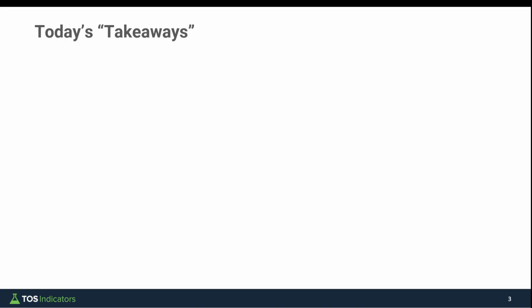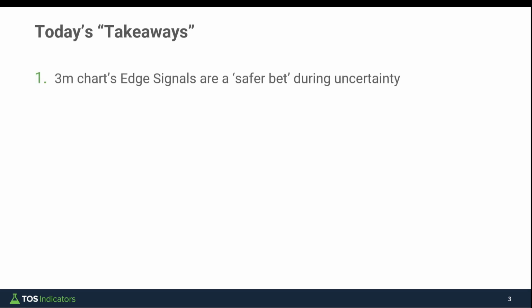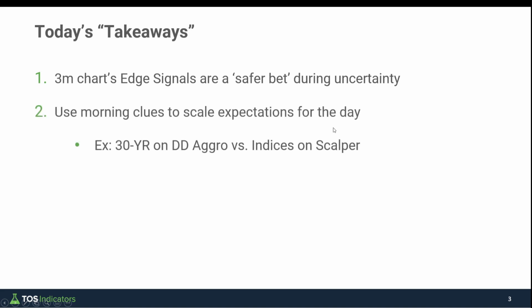The first takeaway that I have is that the 3-minute edge signal might be a safer bet during periods of uncertainty, which it looks like we may have for the foreseeable future here. So that 3-minute signal, whenever at least we have some of these clues, might be a better means of trying to capture these reversals. The second takeaway that I have is the morning clues will allow us to also scale our expectations for the day. And this is the example we talked about with the 30-year bond on that doomsday aggressive model compared to the indices which were on the scalper, and the 2 different ways you could adapt to that.